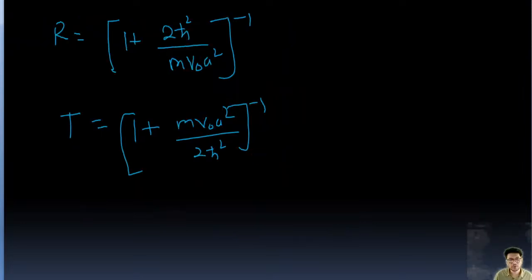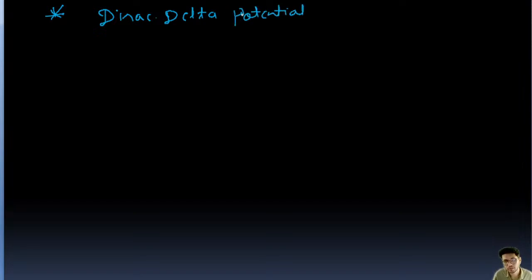Well, so this is about the reflection coefficient and transmission coefficient for the rectangular barrier. Now we are going to start the Dirac delta potential. The next topic is the Dirac delta potential, very important, which we are going to discuss now.